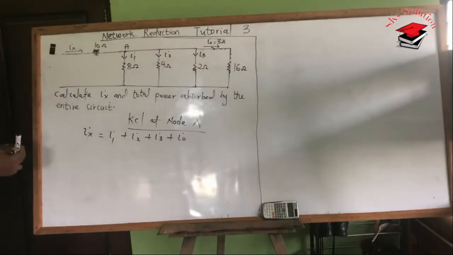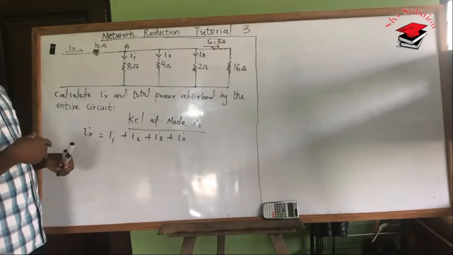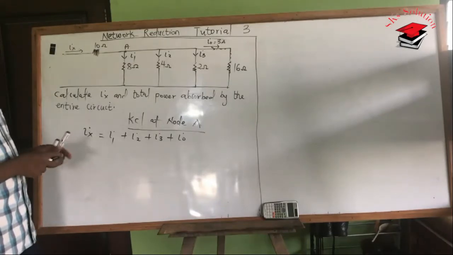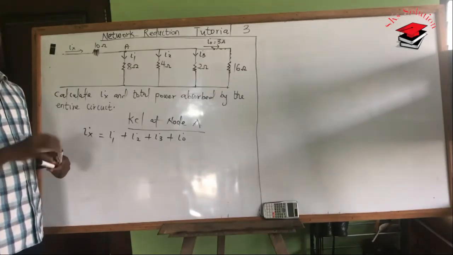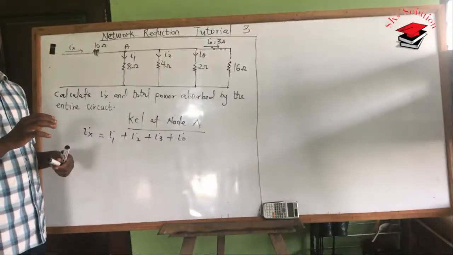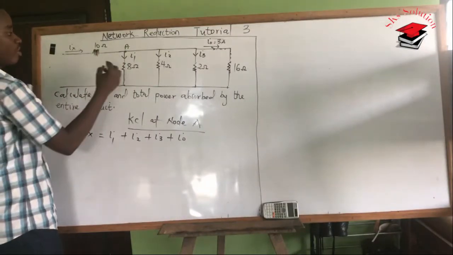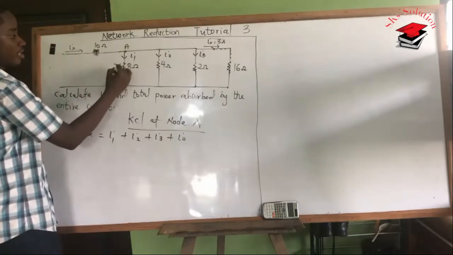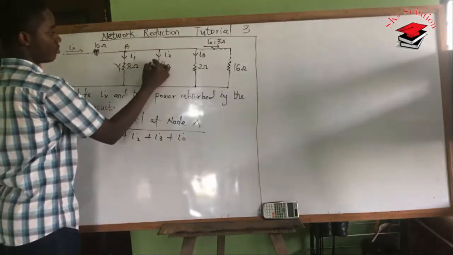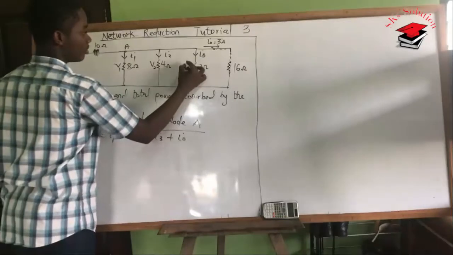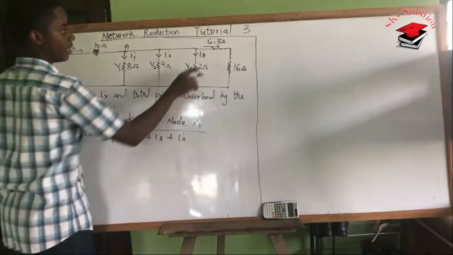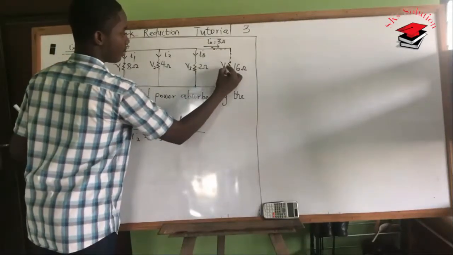But we know that from Ohm's law, I is equal to V over R. And whenever a current flows through a resistor, there will be a voltage drop across the resistor. So if this I1 is flowing through these 8 ohms, there will be a voltage drop across the 8 ohms. Let's call it V1. I2 through this one will give us V2. Let's name this one V3. I naught through this one, let's name it V naught.